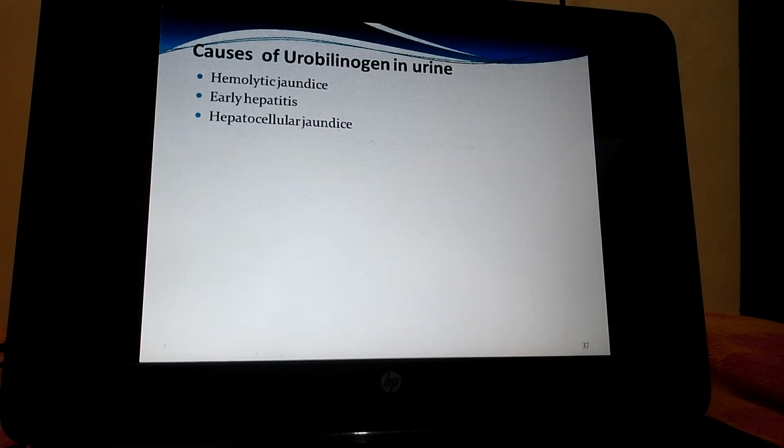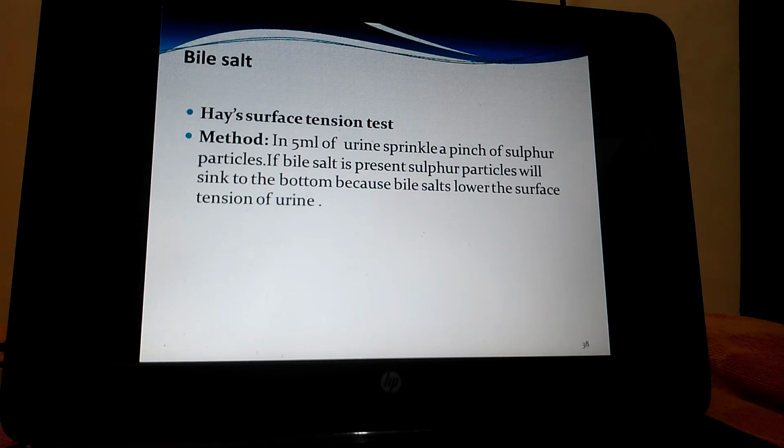Causes of urobilinogen in urine are hemolytic jaundice, early hepatitis, and hepatocellular jaundice. Bile salts, along with bilirubin, can be detected in urine in cases of obstructive jaundice. The test used for their detection is Hay's surface tension test. The property of bile salts to lower surface tension is utilized in this test.